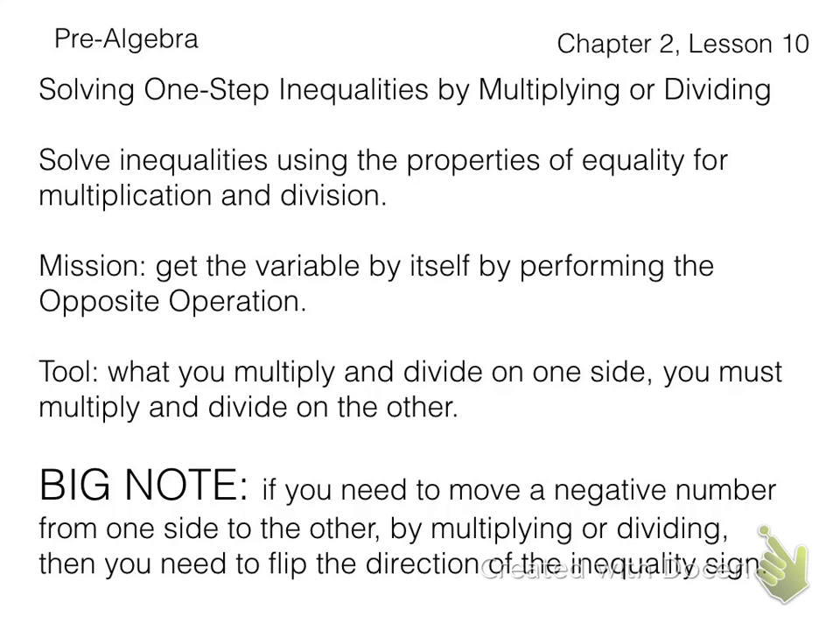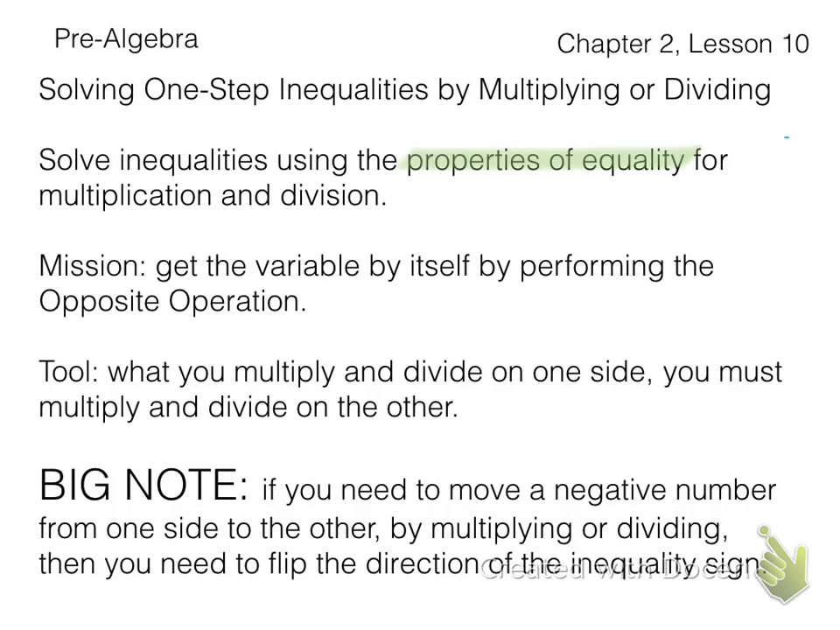What you multiply on one side, you have to multiply on the other. The same for division. So if I divide by 2 on one side, I have to divide by 2 on the other to keep things equal. Hence, the properties of equality.